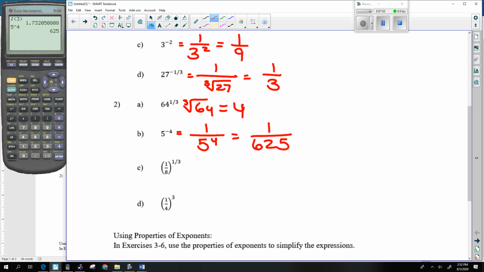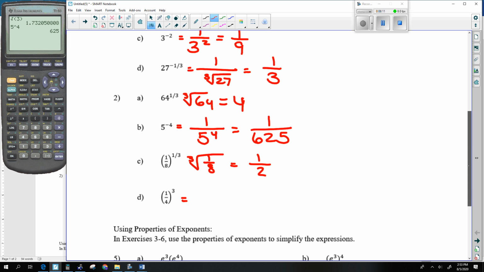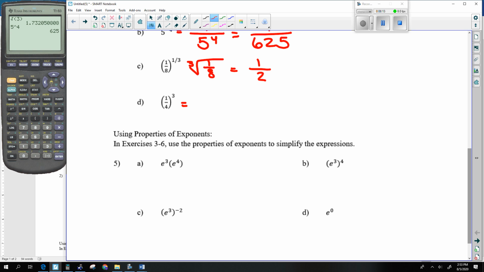One eighth to the 1/3 is the third root of 1/8. When you have something applying to a fraction, it applies to both the numerator and the denominator. So the third root of 1 is 1. Third root of 8 is 2. Same with exponents. So 1 to the third is 1. 4 to the third is 64.